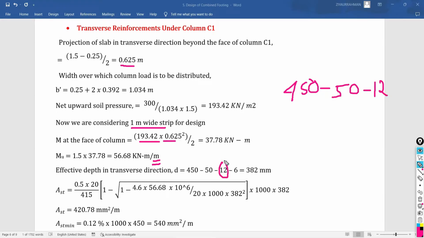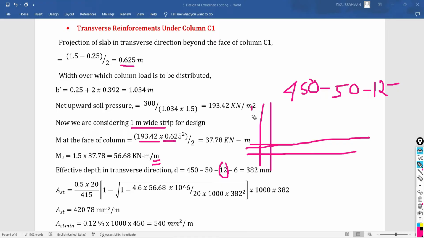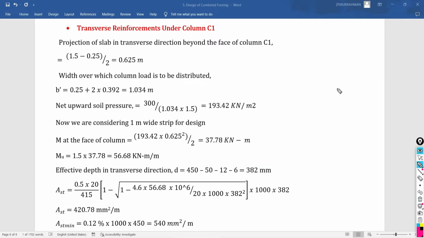So this is the diameter of the bar at the bottom in the longitudinal direction along the length of the footing, 12 mm diameter of bar, minus half the diameter of the transverse reinforcement, that is 12 mm, half of that is going to become 6 mm. So I am going to put here 6 mm. So the overall effective depth available in the transverse direction is 382 mm.